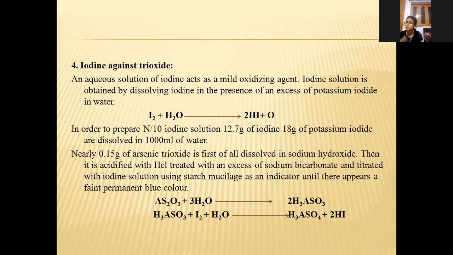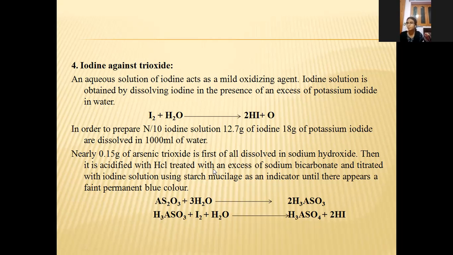This 0.15 grams of arsenic trioxide should be dissolved in sodium hydroxide, and to this solution we add hydrochloric acid and sodium bicarbonate. We have to titrate it with iodine solution using starch mucilage as an indicator until the permanent blue color is obtained.